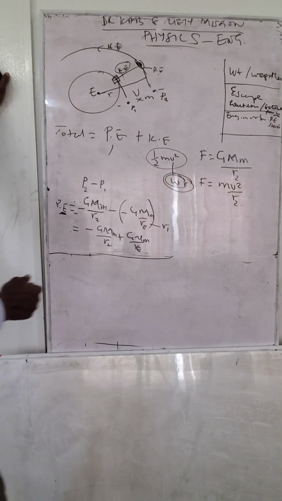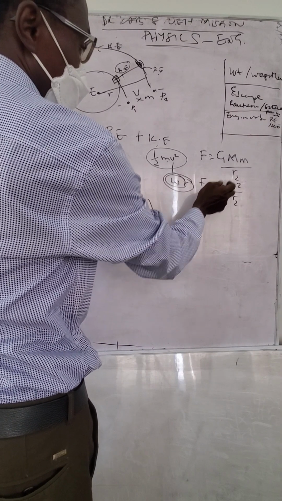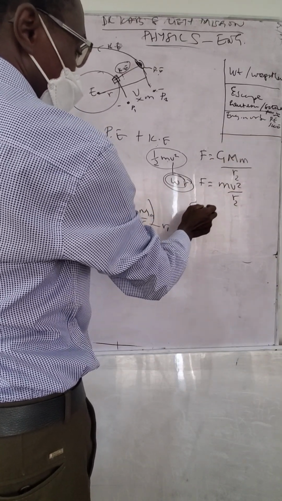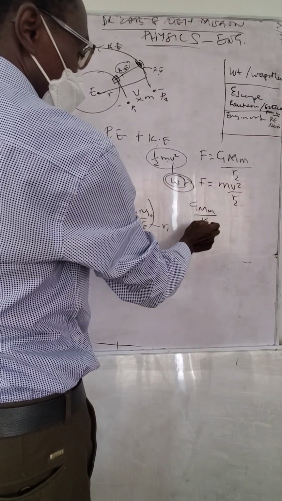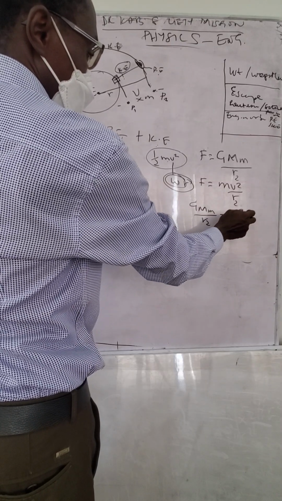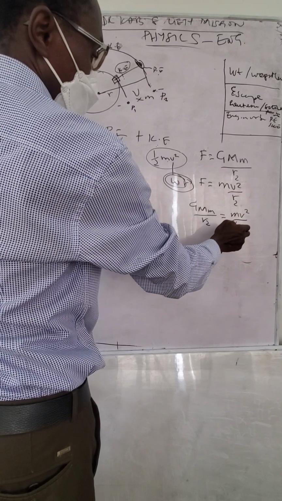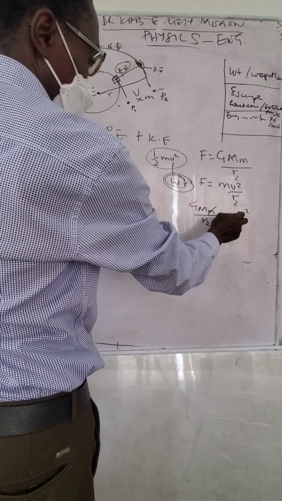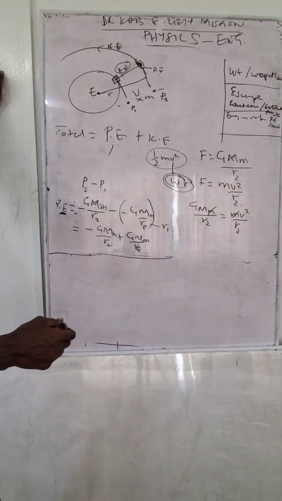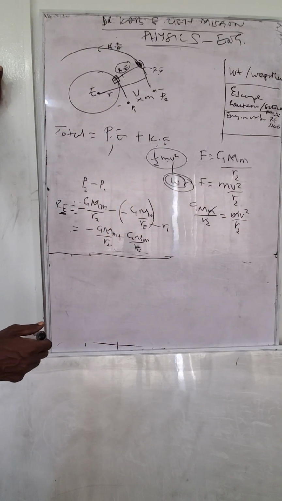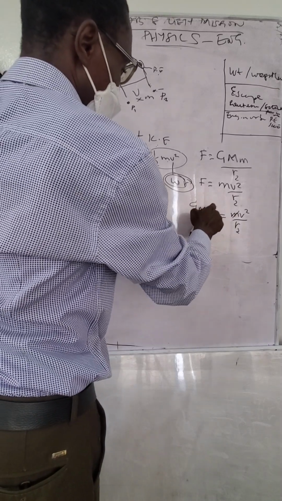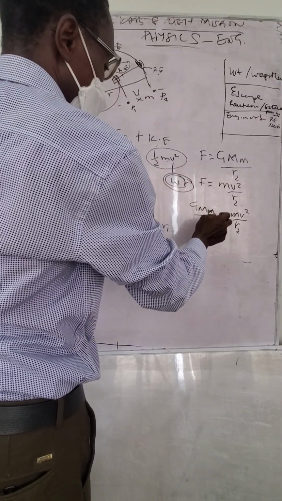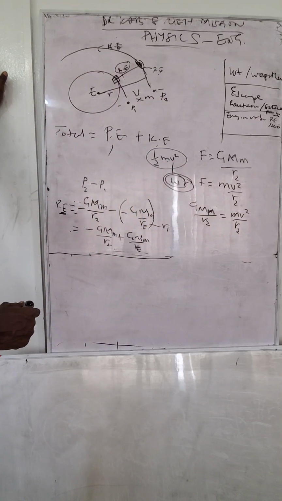Now, if we look at the two from here, we can say that G and R2 is equal to mv squared R2. So what happens? This can cancel that. Or in other words, if you look at it carefully, you can leave it as that and then just see how this can be related to kinetic energy.